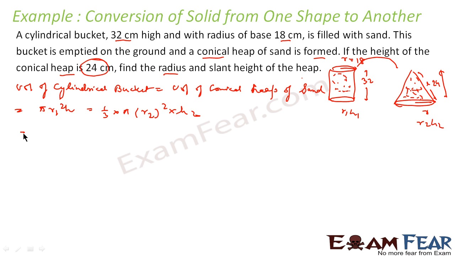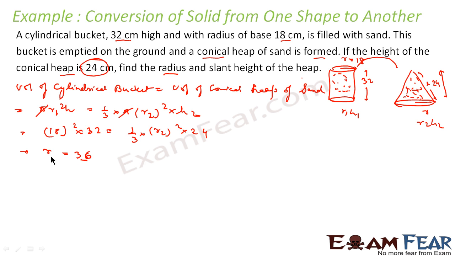Let's put the values. Pi cancels. R1 is how much? 18. 18 square into h1, which is 32, is equal to 1 by 3 into r2 square into h2, which is given as 24. We have to find r2 first, right? H is given. So r2 square into h2 is 24. To solve this, you get r is equal to 36. You can solve this and get r equal to 36.